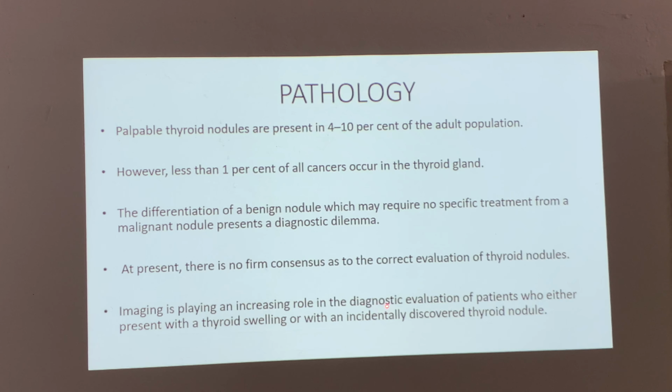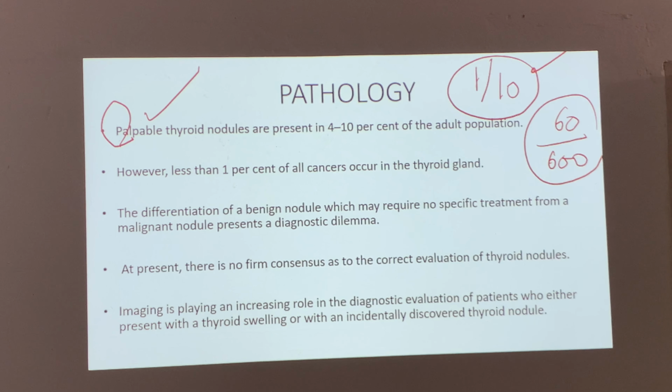So based on the understanding, palpable thyroid nodules, as we could see from the previous discussion. How many are present? Of course about 10% of the adult population. So 1 out of 10 persons is going to have a palpable nodule. As we have seen, the multinodular goiter, almost 60 crore people are having multinodular goiter in the world, out of roughly 600 crore population. So 1 in 10 will be having palpable thyroid nodules, according to this author.